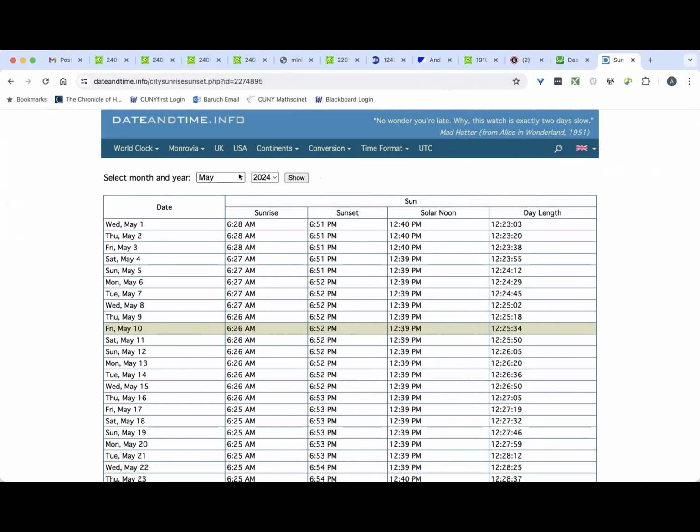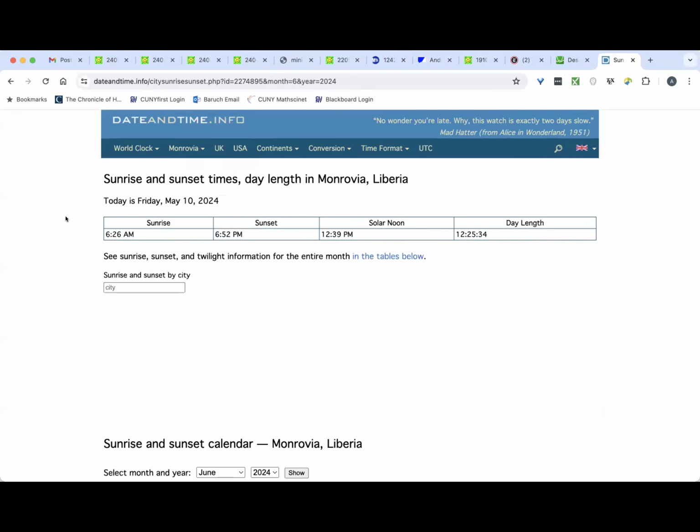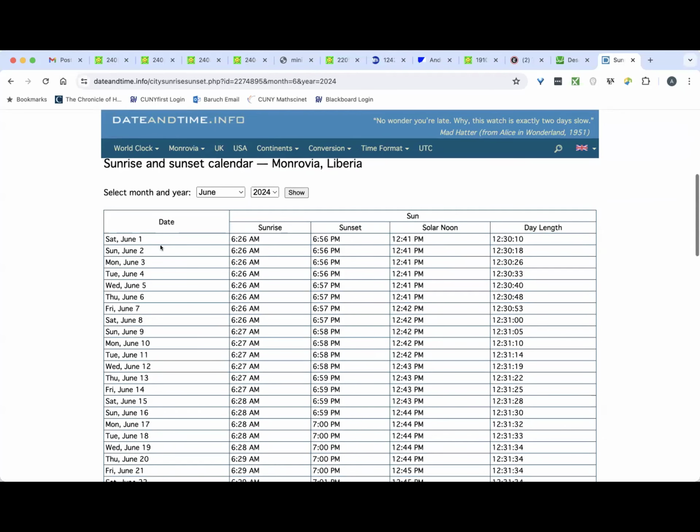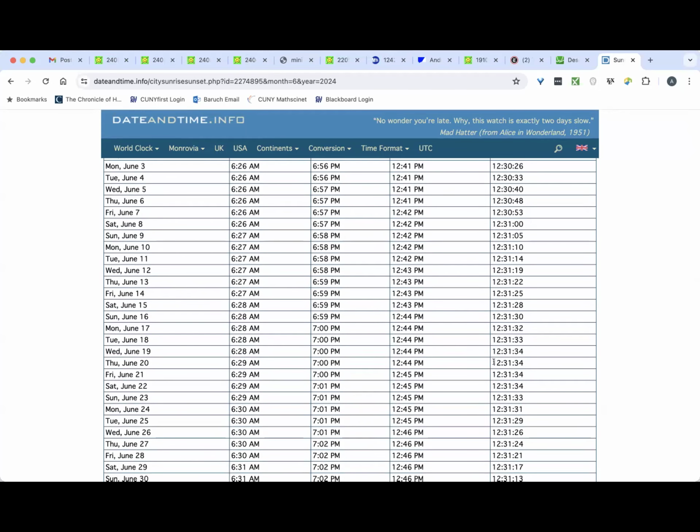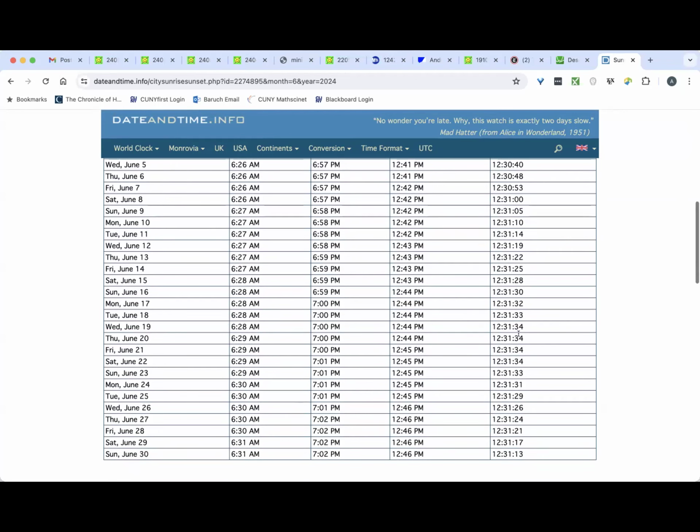Remember, the first thing we wanted to find is Y max. Certainly it's going to take place sometime in June. June is the solstice. It's the longest day of the year. So remember, we have this column over here for day length. What's the maximum day length in Monrovia? It looks like it's 12 hours, 31 minutes, and 34 seconds. That seems to be the top here, right? It goes up to that, and then it goes back down.